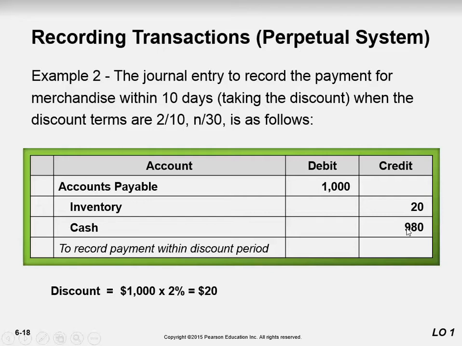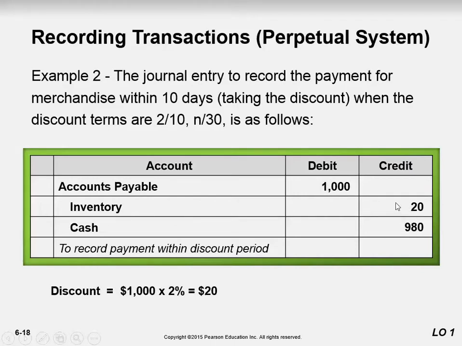To look at this another way, sometimes when you look at a problem different ways, it's easier to deal with it. A different way to look at this is that this is a 2% discount. That means we're going to be out of cash 98%. 98% of 1,000 is 980, so your cash entry out of pocket is 980. The accounts payable has to come off the books. We no longer owe it after this transaction. And then the difference is inventory.